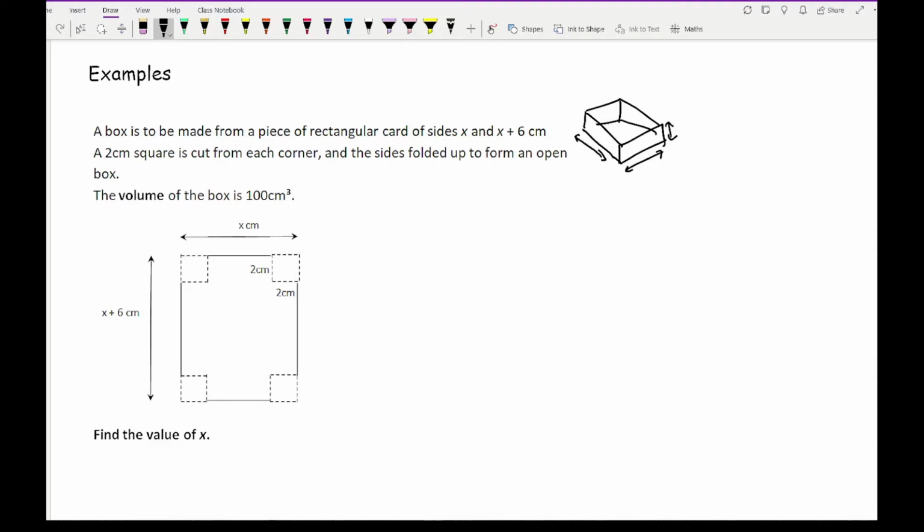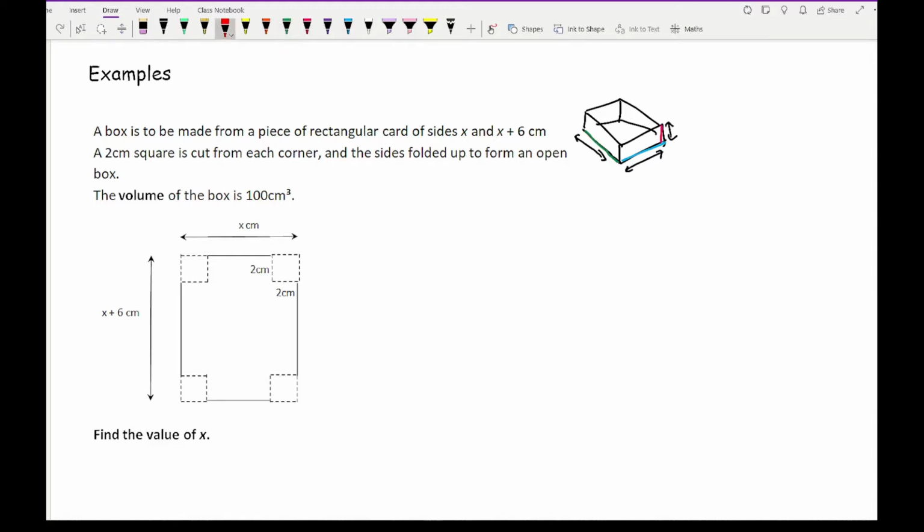Now the first thing we need to do is find out the dimensions of this particular box. So we need to know what these 3 different lengths are going to be. Obviously it's the volume of a cuboid, so that's what we're needing. Now looking at this box, what we need to do is establish what these sides here are.